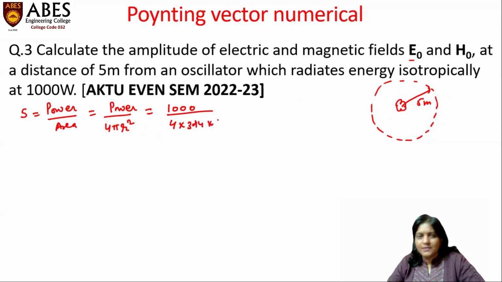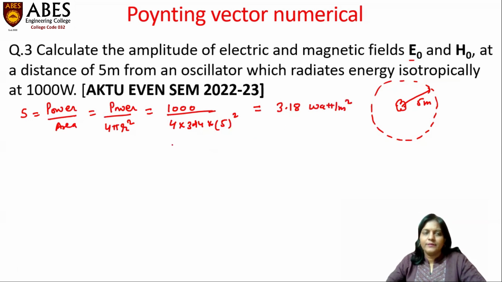The radius, we will assume that the 5 meter is the radius. So this is the S. This is the value. This is called the Poynting vector S. And the value of S is 3.18 watt per meter square.